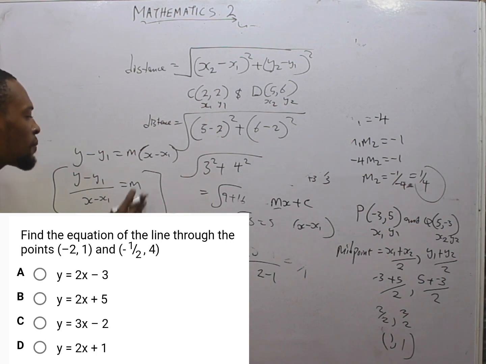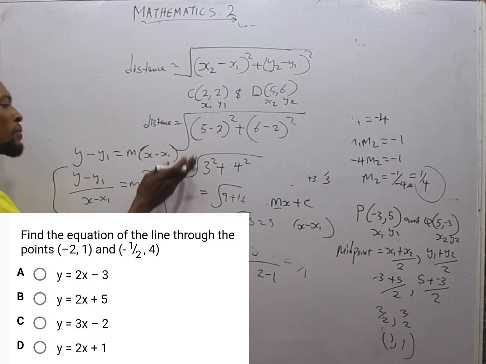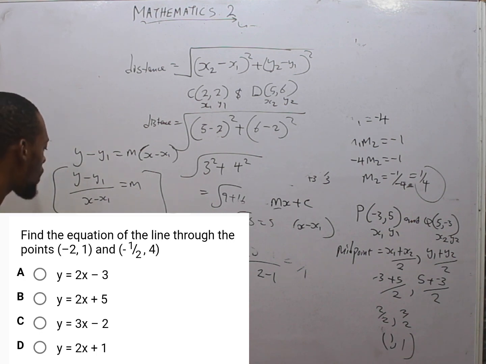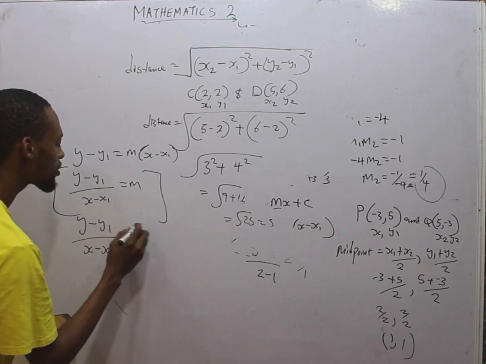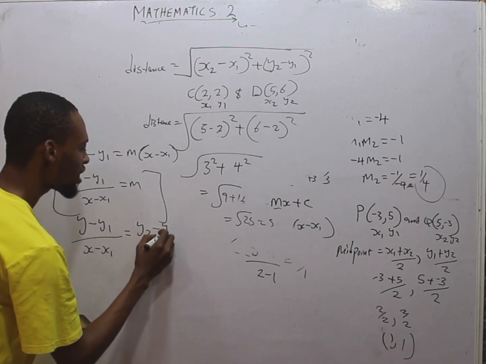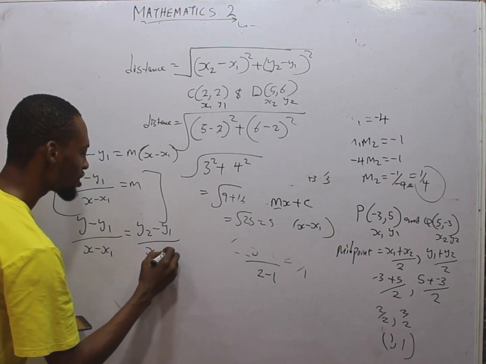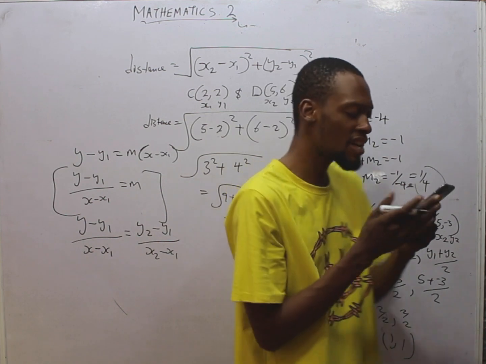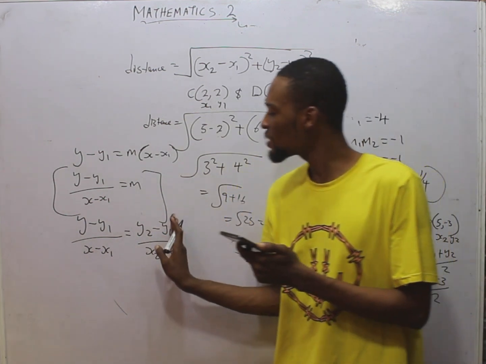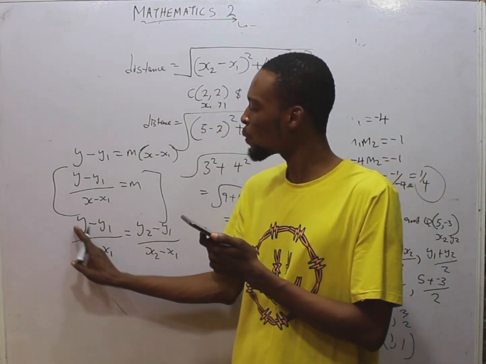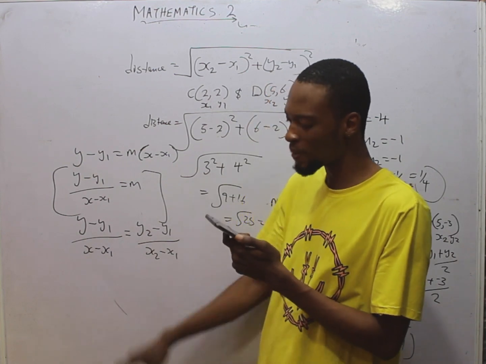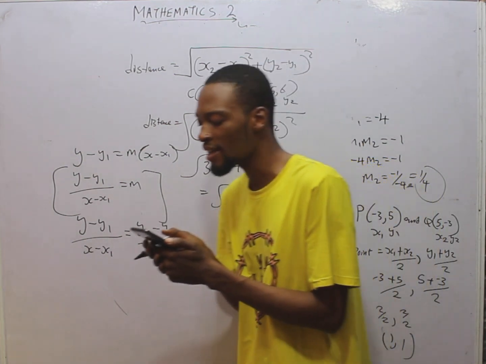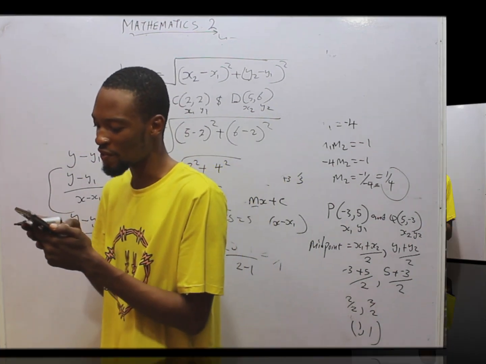What is m? m is gradient, and gradient is y2 minus y1 over x2 minus x1. So y minus y1 over x minus x1 equals y2 minus y1 over x2 minus x1. In this case, you have x1, you have y1, you have x2, you have y2. If you simply substitute them, you'll be left with only y and x that are unknown. Then you cross multiply and solve to get y equals 2x plus 5.